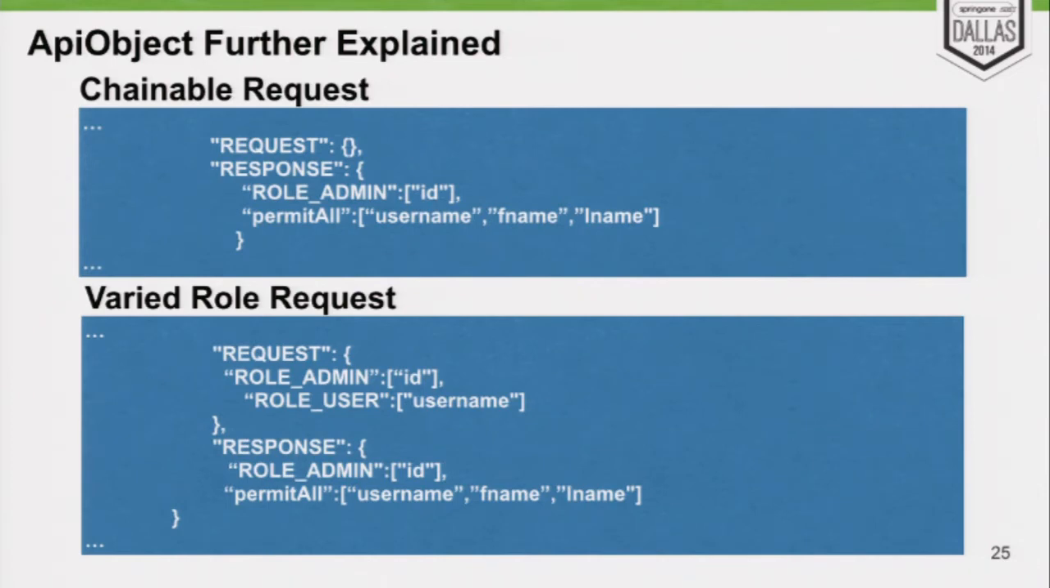And then there's a varied role request that I keep talking about. Upon request, role admin can request it via ID, role user can request it via username. On response, role admin gets back ID, everybody gets back this. So role admin gets back ID, username, fname, lname, but everybody else just gets back that.